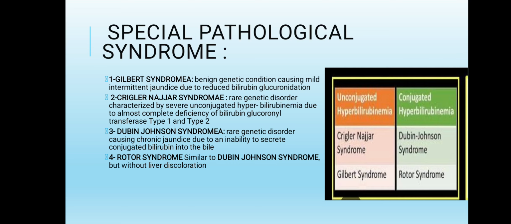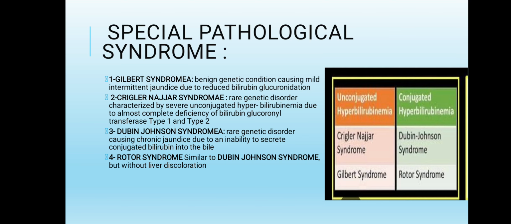The fourth one is Rotor syndrome. It is similar to Dubin-Johnson syndrome but without the liver discoloration. Rotor syndrome is generally benign and asymptomatic, and there is a chronic elevation of conjugated bilirubin. The unconjugated hyperbilirubinemias are Crigler-Najjar syndrome and Gilbert syndrome. The conjugated hyperbilirubinemias are Dubin-Johnson syndrome and Rotor syndrome.